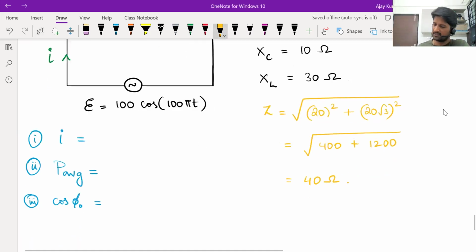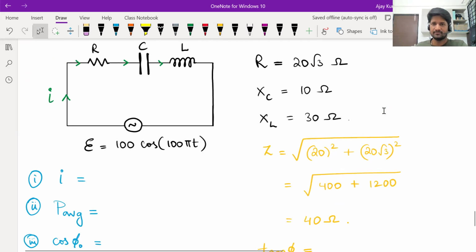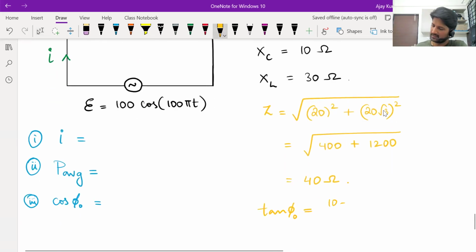Okay. The other thing left is phase constant. Tell me the formula for tan phi. tan phi is XC minus XL by R. You have to do that calculation. XC minus XL is 10 minus 30, divided by R which is 20 root 3. 10 minus 30 is minus 20. So minus 20 divided by 20 root 3 becomes minus 1 by root 3.